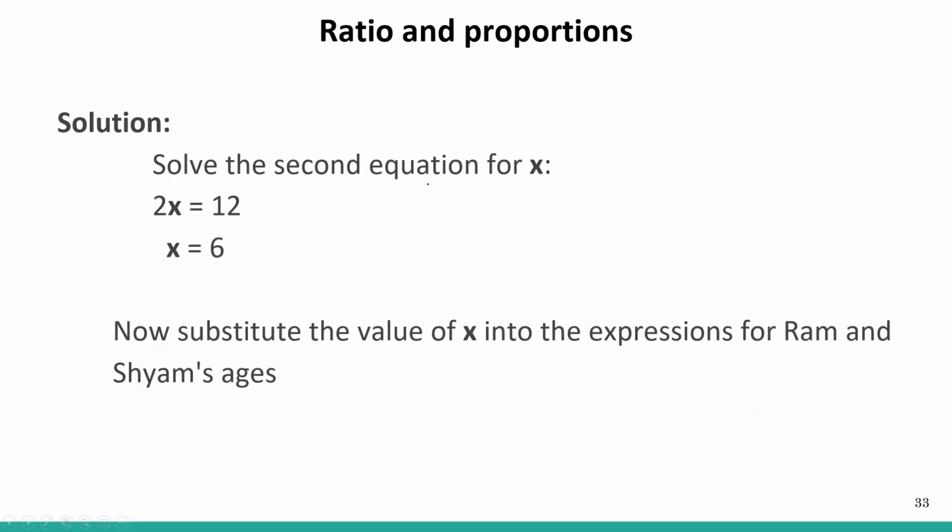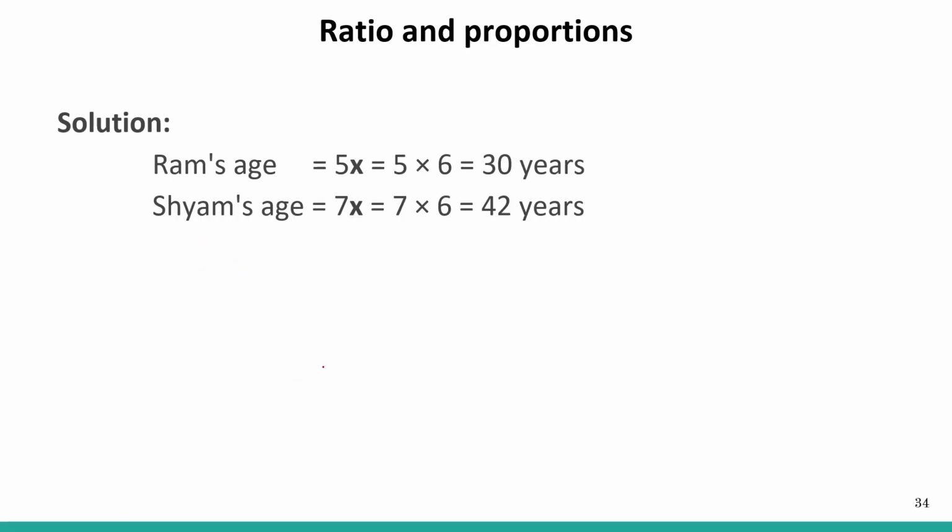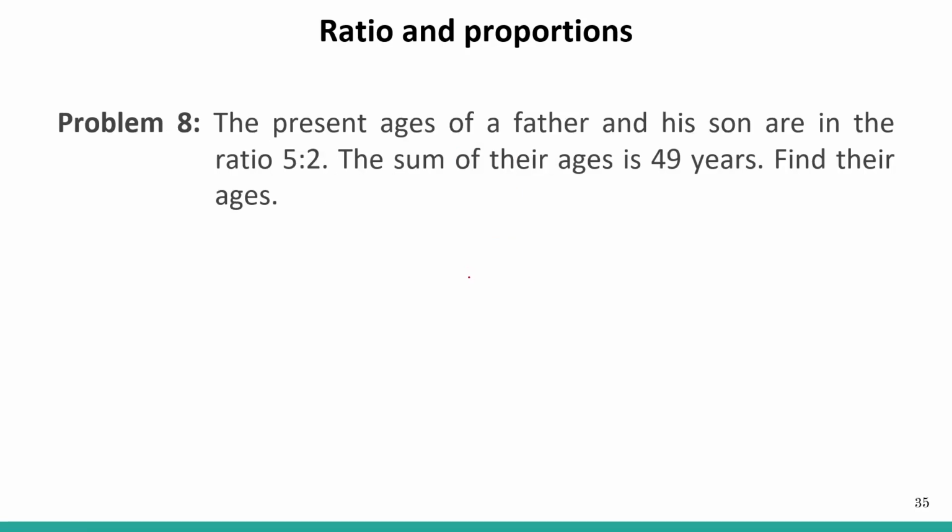So solve the second equation for X. X becomes 6. Now substituting the value of X into the expression of Ram and Shyam's ages, we are left with 5X is equal to 30 years and 7X is equal to 42 years. Okay. So these are the ages of Ram and Shyam respectively.